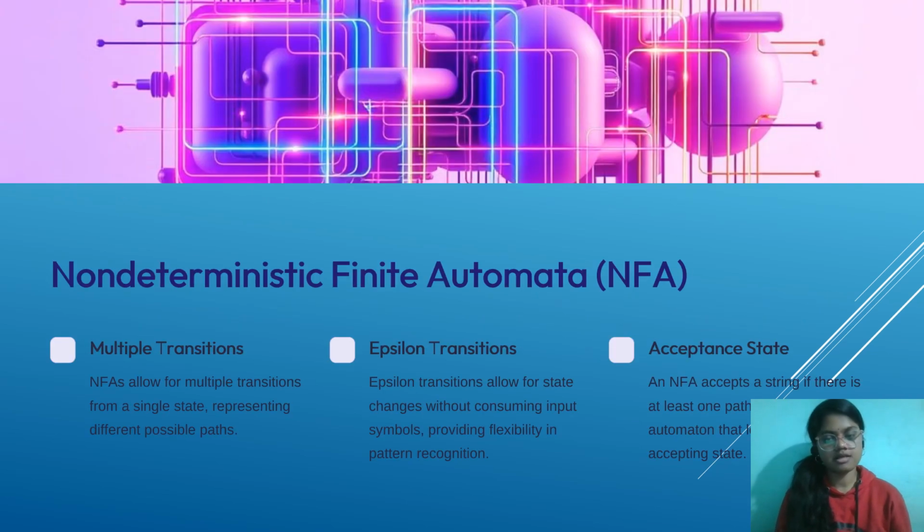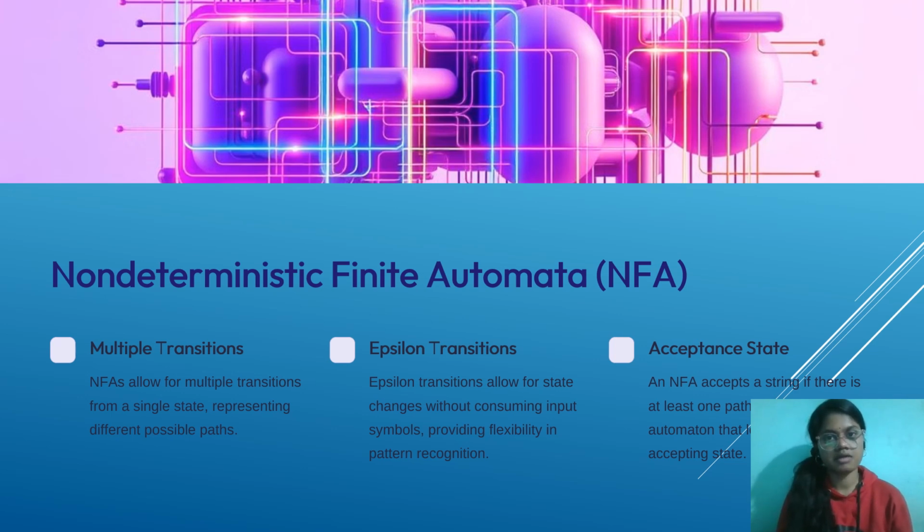Coming to the non-deterministic finite automata, it has multiple transitions, epsilon transitions, and acceptance states. NFAs allow for multiple transitions from one state, representing different possible paths. It can have a single starting point and it may end with different final states. So this means it may have multiple paths. Then the epsilon transition. Epsilon transition is basically the state which does not have any input string or input.